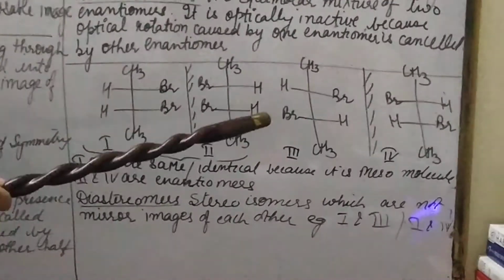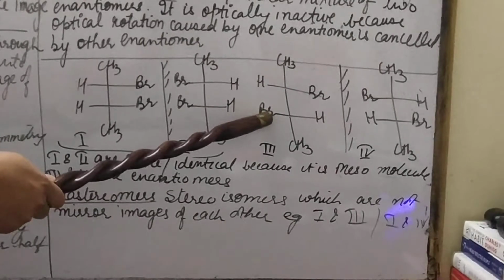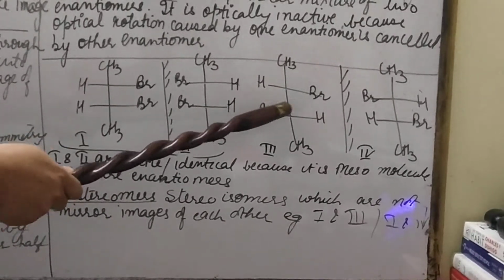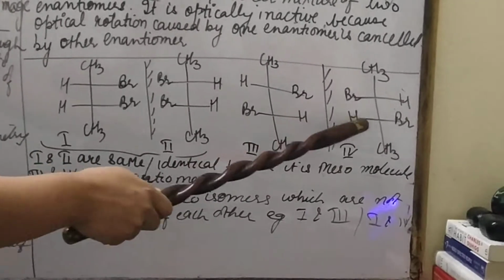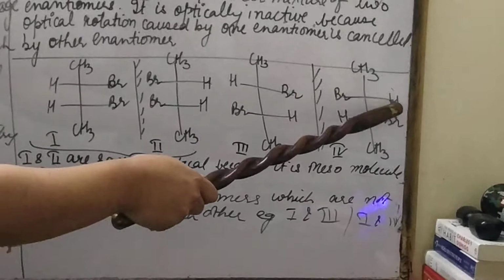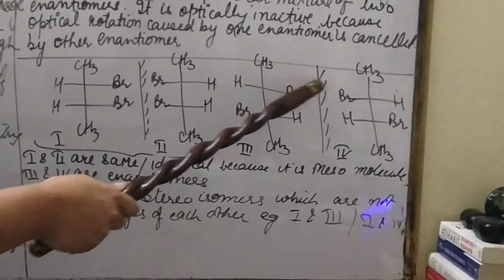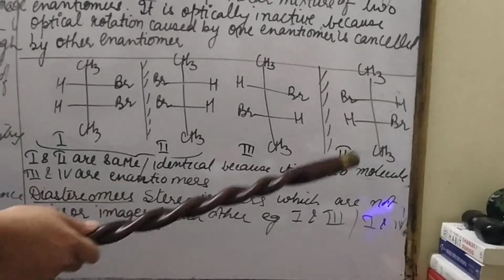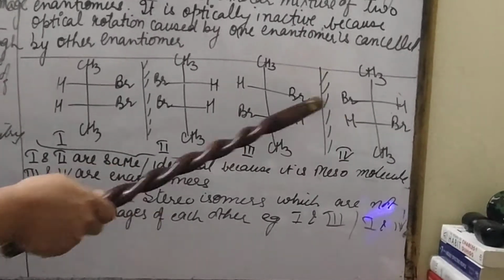But in spatial arrangement, if the 2 bromine atoms are not on the same side, here the story is a little different. We can see that these will form non-superimposable mirror images, because this bromine will come on this hydrogen and this hydrogen will come on this bromine. So it is a non-superimposable mirror image. So it will form an enantiomer, right?